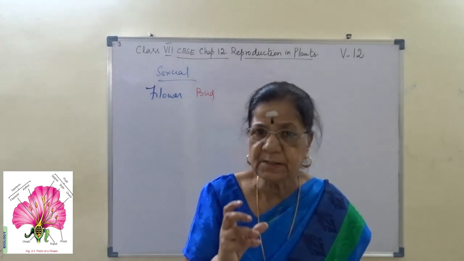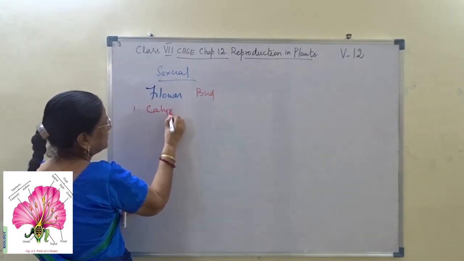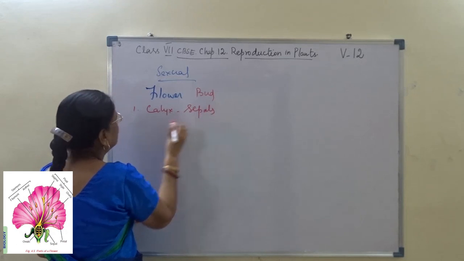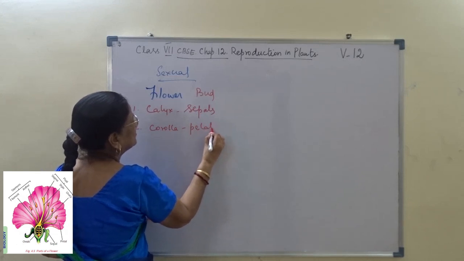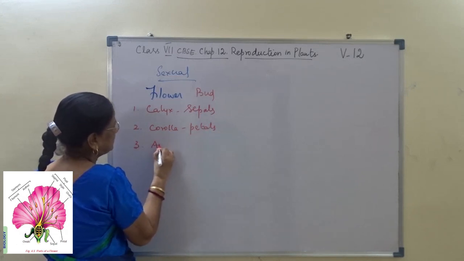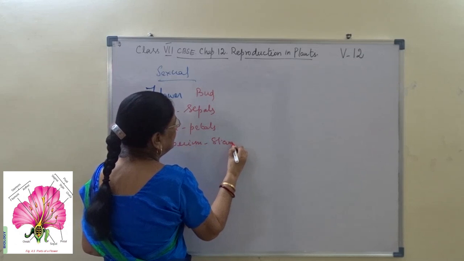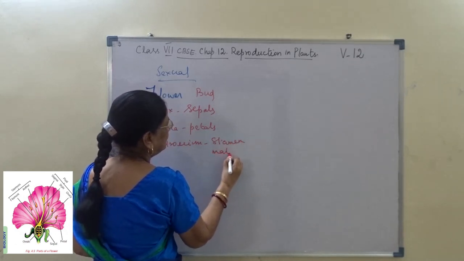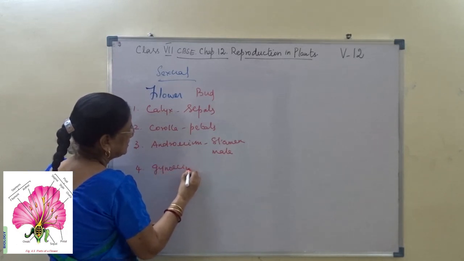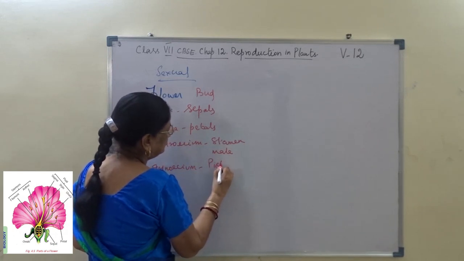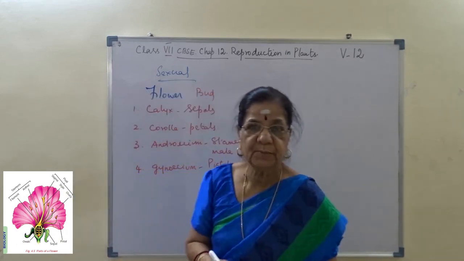In brief, the parts of the flower are calyx, formed of sepals, then corolla, formed of petals, and androecium, formed of stamens. It is the male part of the flower. In the same way, gynoecium, formed of pistil, is the female part of the flower. I hope you remember this.